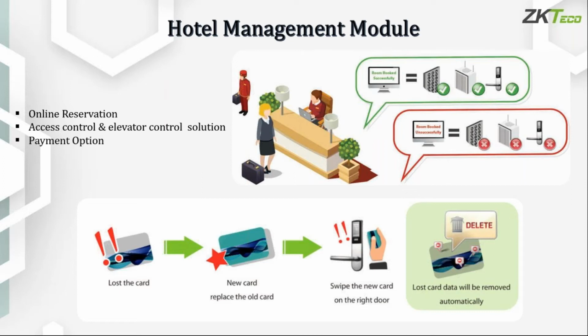With one single card, they can get access to the elevator, the doors, and the room. If the access has not been defined for the guest, they will not get inside the room, or they will not get access to the elevator. That also we can restrict with the help of this hotel management software. If the old card is lost and there is a new card, we can provide the new card, and the old card data will be deleted from the card information.